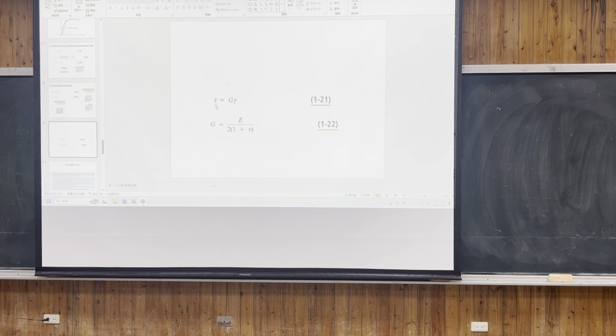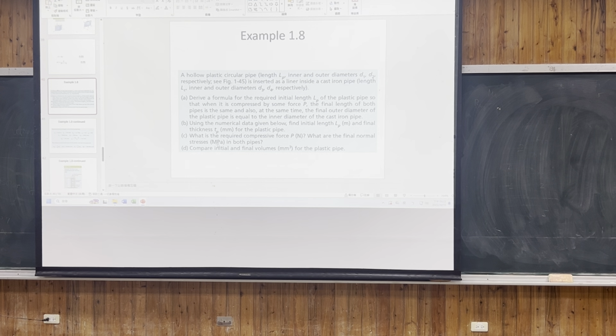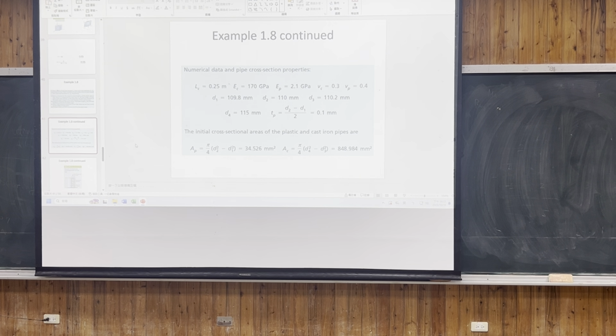So there's also Hooke's law: the shear stress equals G, the shear modulus, times the shear strain. And the shear modulus, we can get it from Young's modulus divided by 2 times (1 plus Poisson's ratio). Then we can calculate the shear modulus. So these are some examples for calculating the strain, stress, and area.